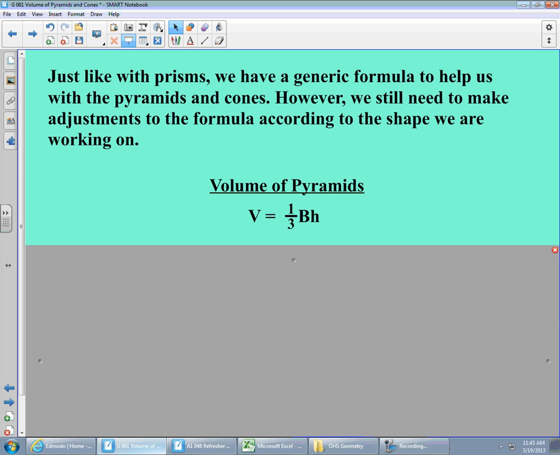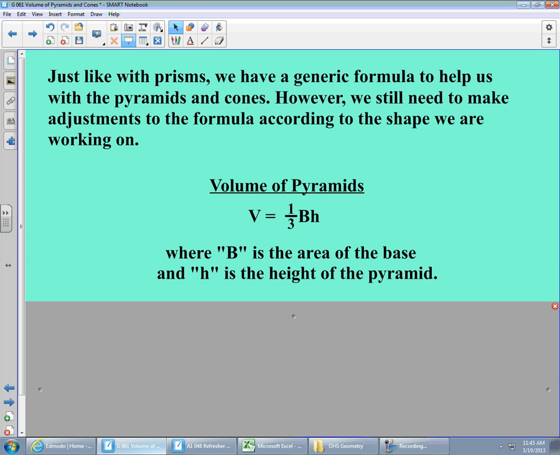We have 1/3 times big B times little h. Now, of course, big B, little h, that was the formula yesterday, but today we're only looking at 1/3 of the formula. Now, big B and little h stand for today the same things that they stood for yesterday. Big B is the area of your base, and little h is the height of the pyramid.